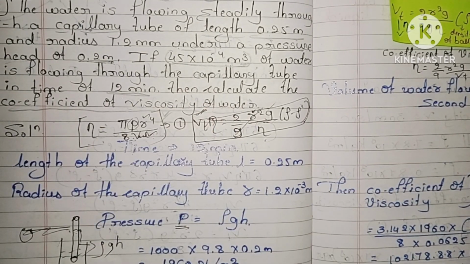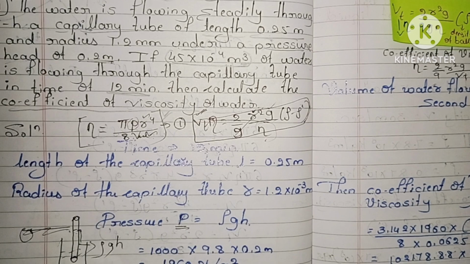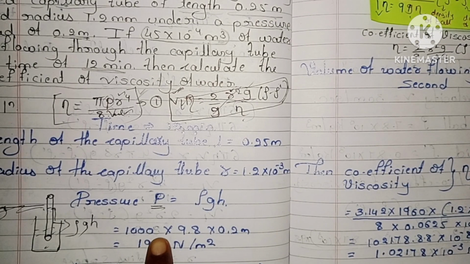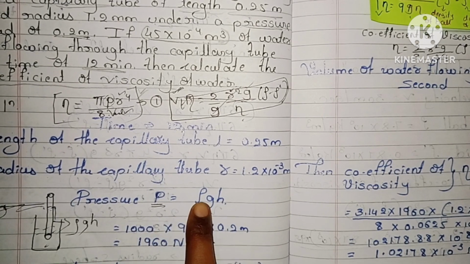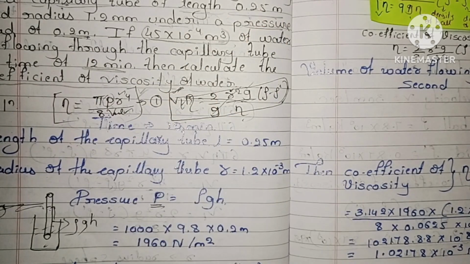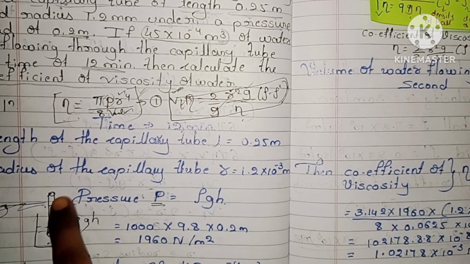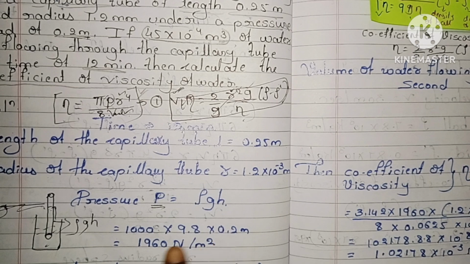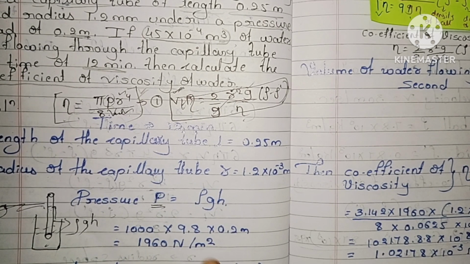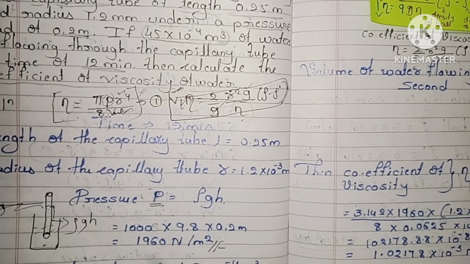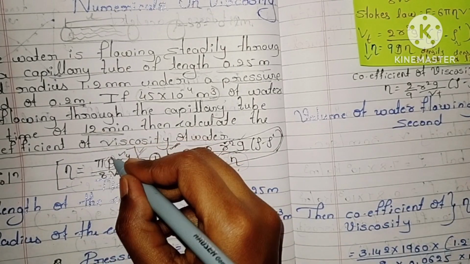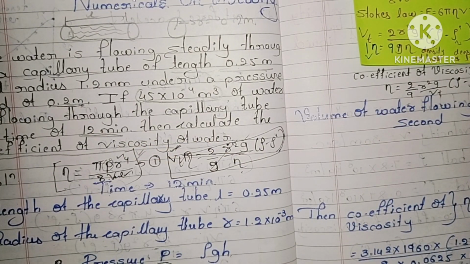We know that the density of water is 1000. So substituting, density of water 1000 × 9.8 × 0.2, that is the height of the water raised in the capillary tube. If you solve this, you get 1960 Newton per meter square. This is your pressure. Now just substitute this pressure into your main formula, and you get the answer.